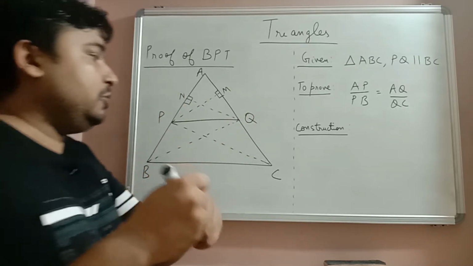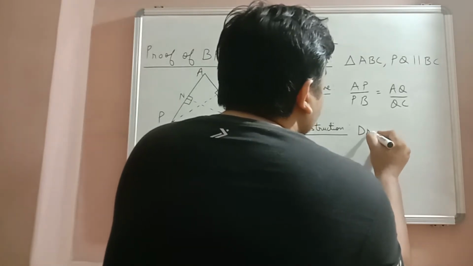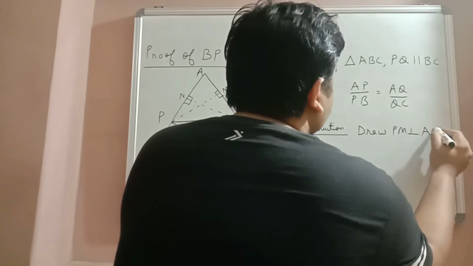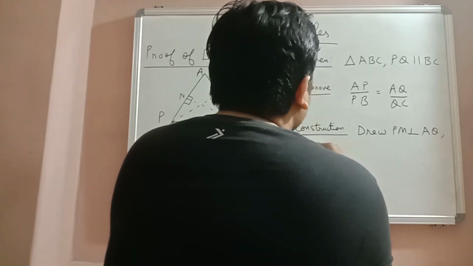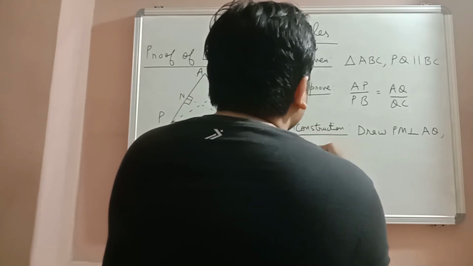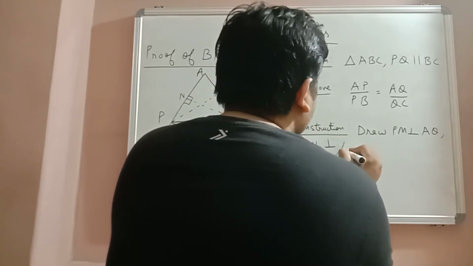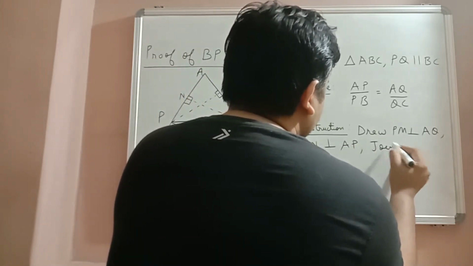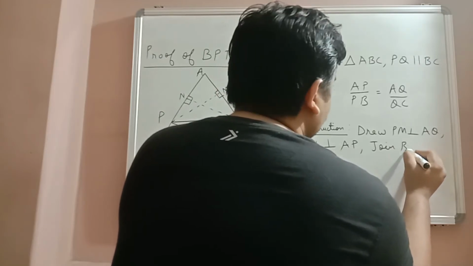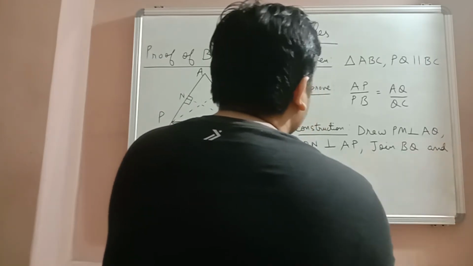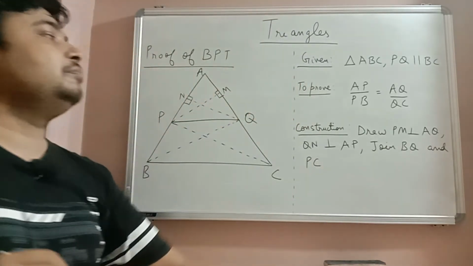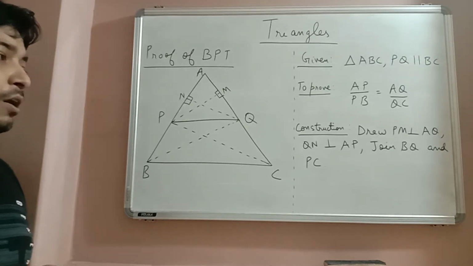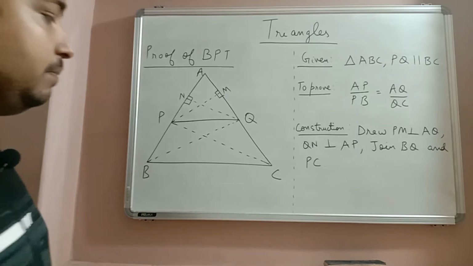Let me write down those constructions. Draw PM perpendicular to AQ and QN perpendicular to AP and join BQ and PC. All right, now let's begin with the proof of this theorem.